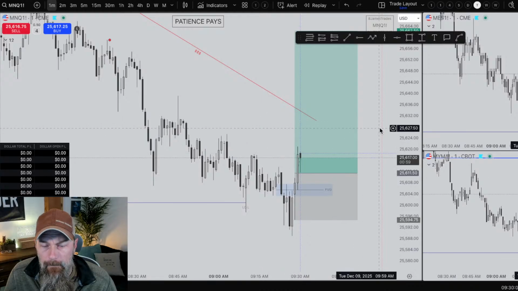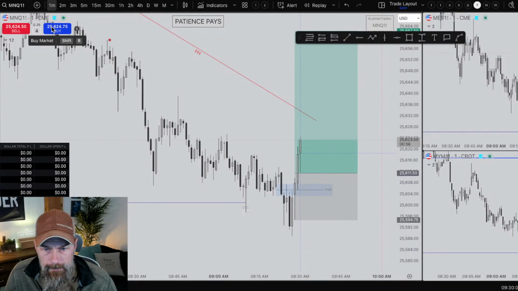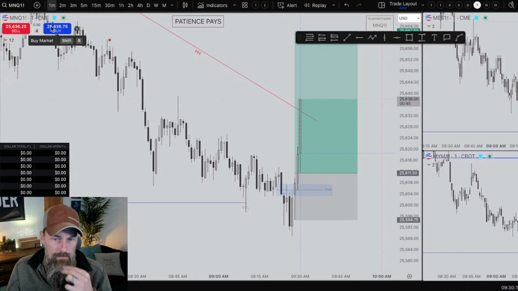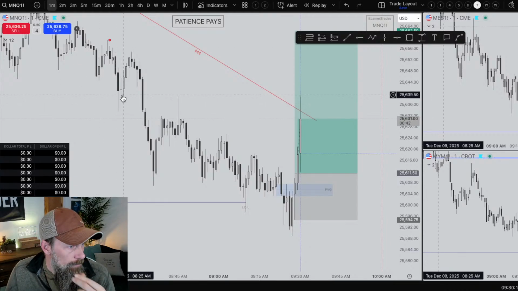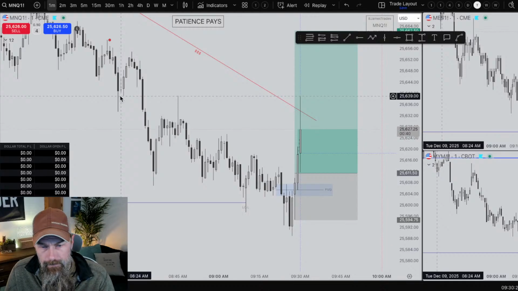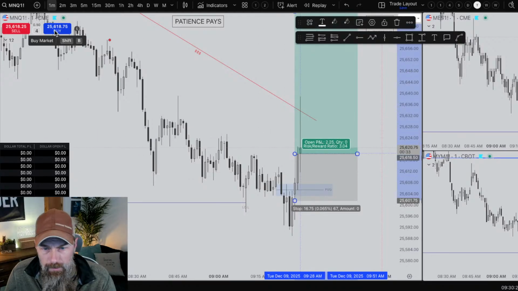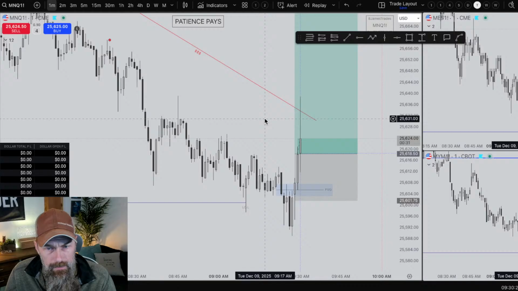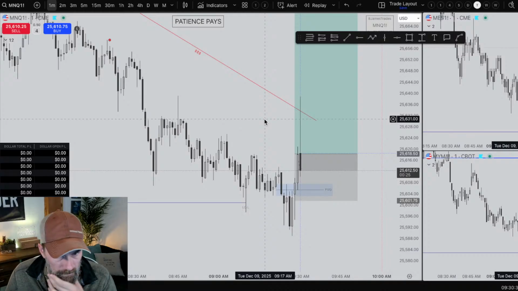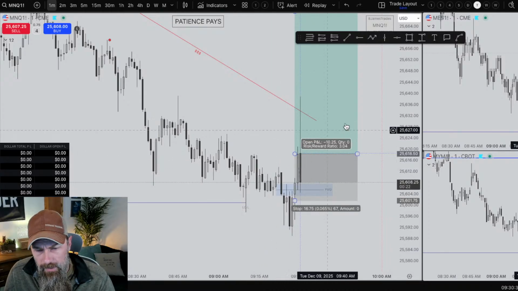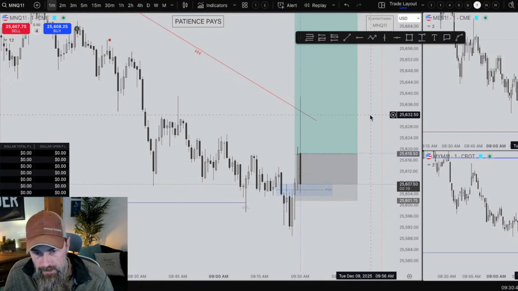Boy. Look at that. Man. So here it formed this breaker. I don't typically like buying the 9:30 candle. I like it a few candles later.